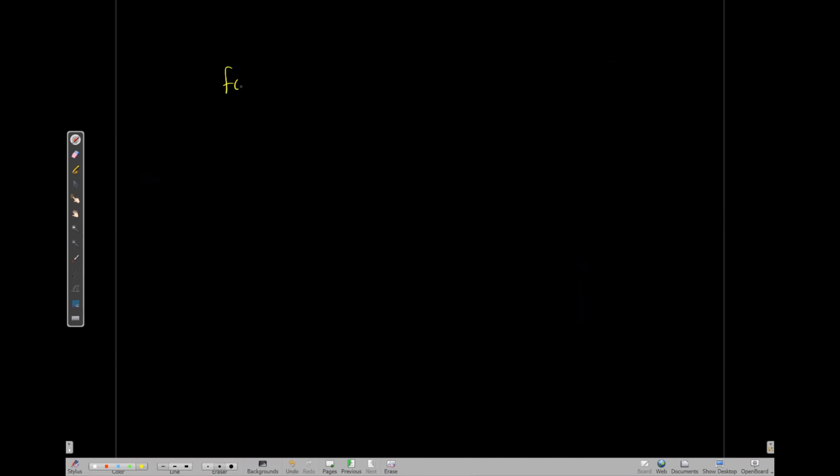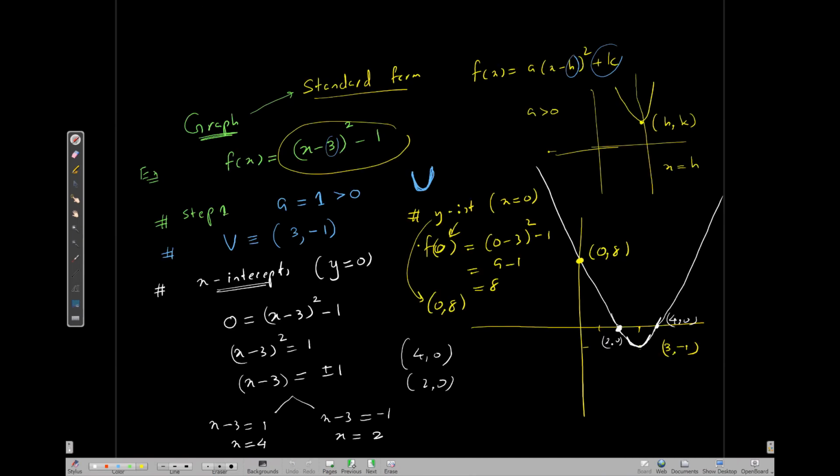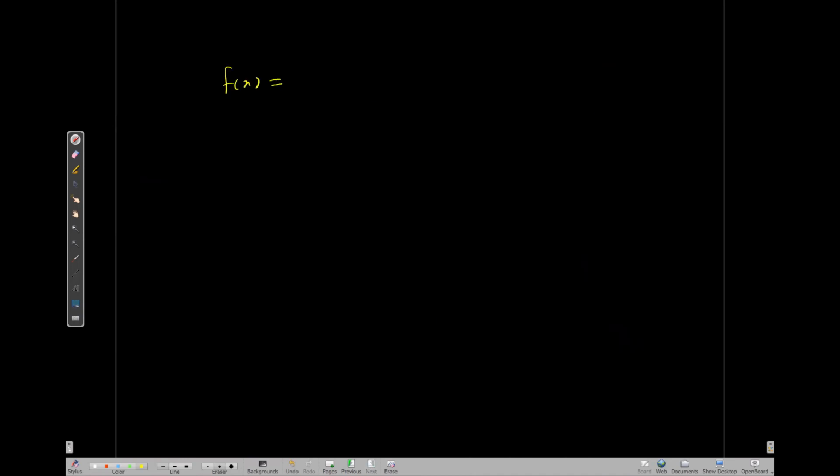F of x. Well, let me go to the previous one, and the axis of symmetry is pretty simple. It's obvious from the equation: x equals 3. Okay. Now the next example, f of x equals negative 2 (x minus 1) squared minus 3.